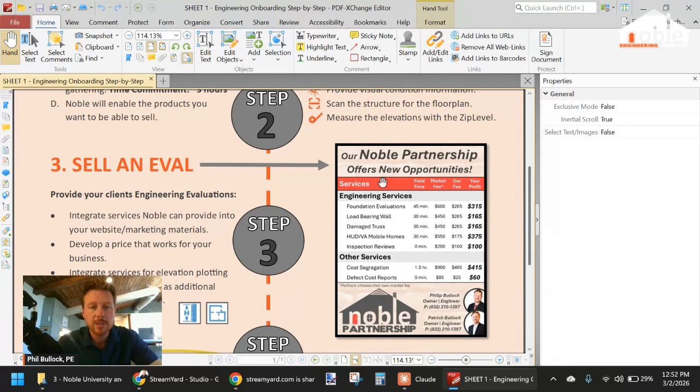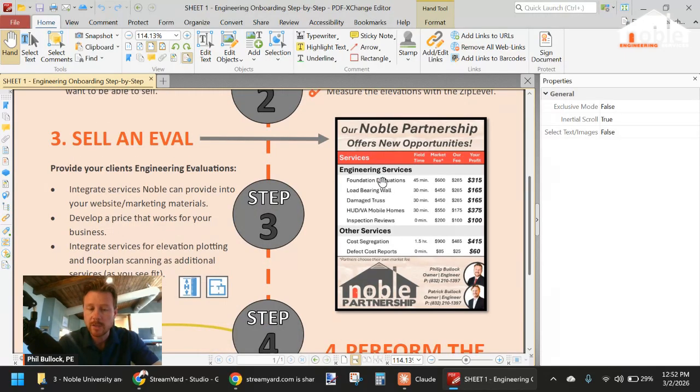Selling an evaluation is kind of the next step to integrating the platform. So once you're done testing and you feel like you can do it, we want you to sell one. So you're going to go out in however way you sell stuff and sell an evaluation. We're going to, in the next sheet, actually go through ways in which you might sell engineering services, because it may not be completely obvious to you. But we do have a table that we provide that shows what we think you can get for them.